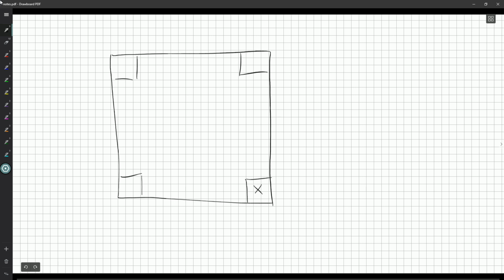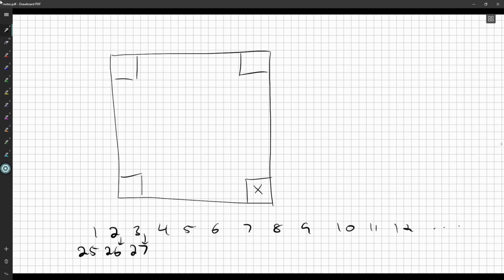Well, let's think about how the numbers are written out. 1, 2, 3, 4, 5, 6, 7, 8, 9, 10, 11, 12, and so on. And then the next row starts 24 below. So each time you go down a row, you increase by 24, because it takes 24 numbers to get to the end of the row and back to that same position in the next row.